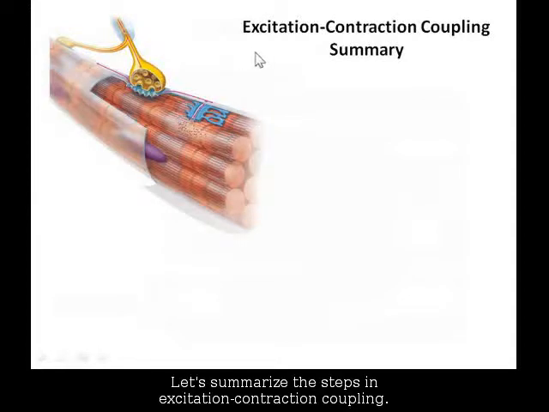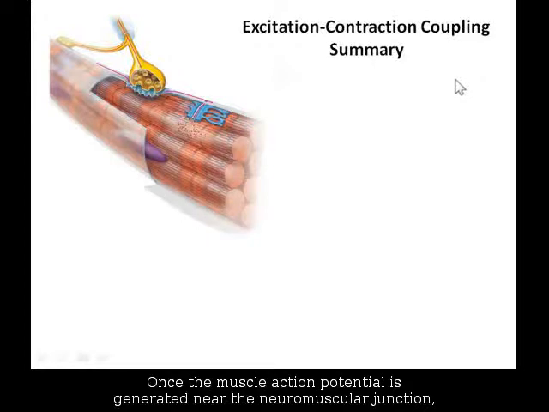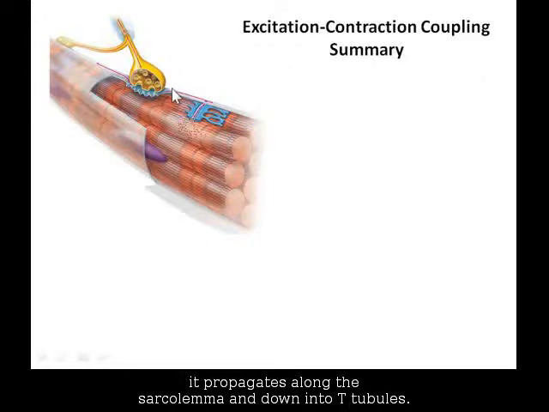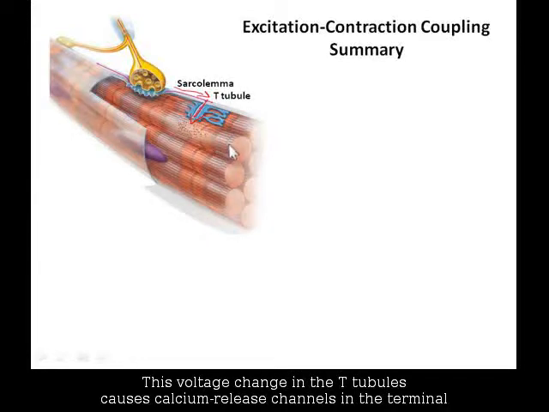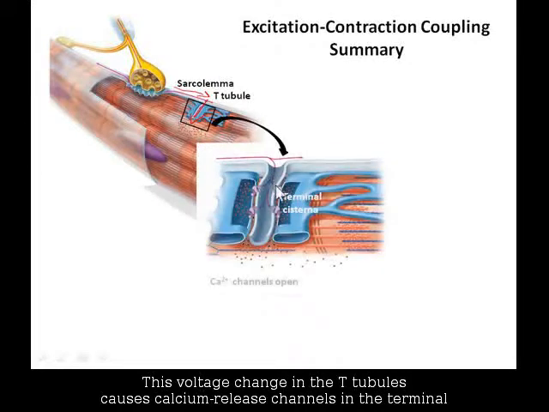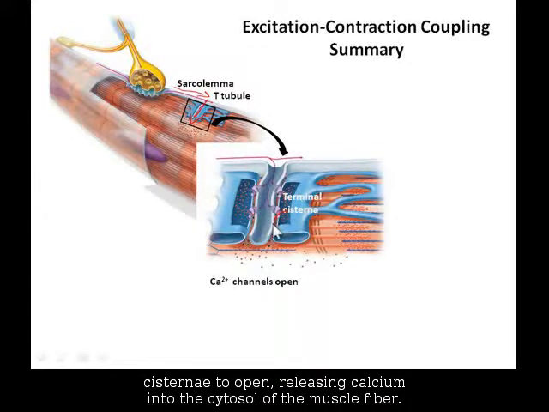Let's summarize the steps in excitation-contraction coupling. Once the muscle action potential is generated near the neuromuscular junction, it propagates along the sarcolemma and down into T-tubules. This voltage change in the T-tubules causes calcium release channels in the terminal cisternae to open, releasing calcium into the cytosol of the muscle fiber.